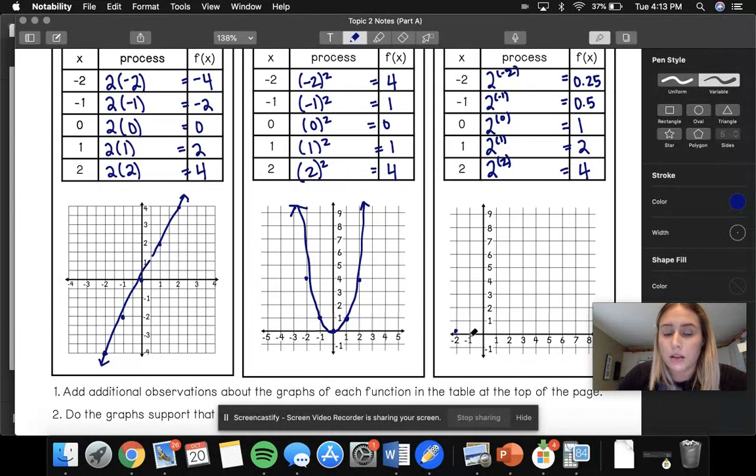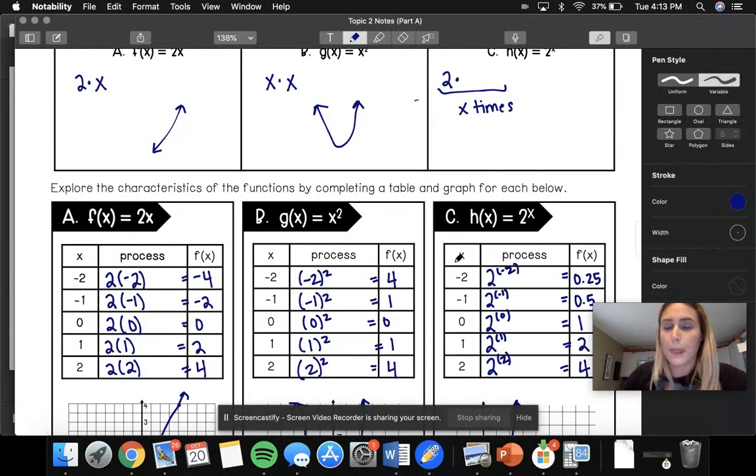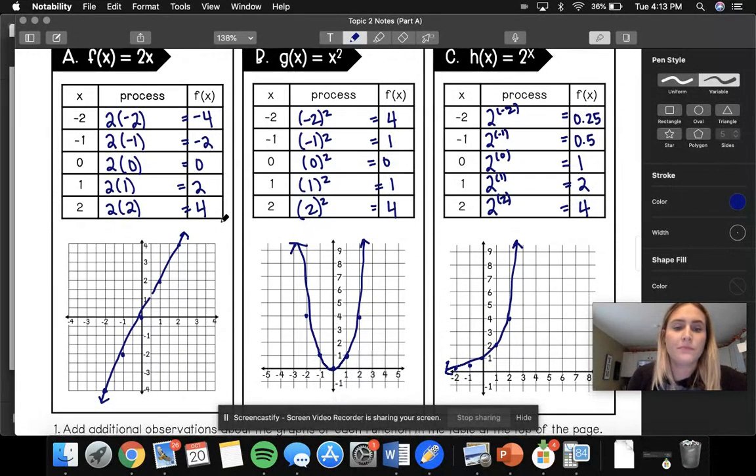Negative 1, .5, 0, 1, 1, 2, 2, 4. So this shape is kind of curvy. I kind of call it like a curvy L compared to like a curvy U for this one. Okay. Now your graphing calculator will do all of this for you.